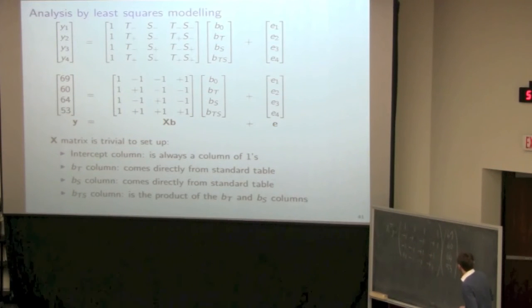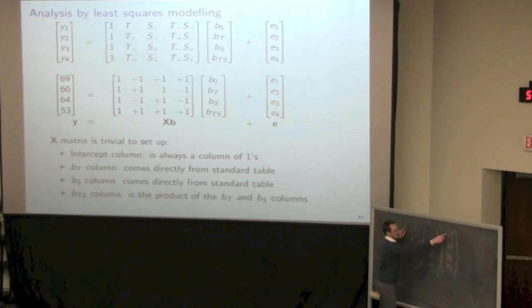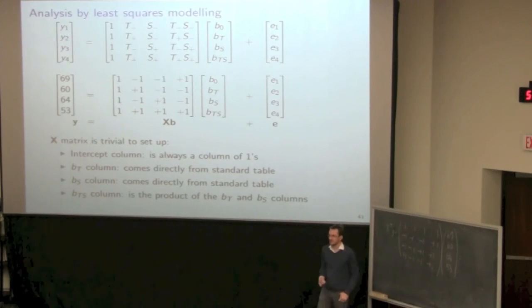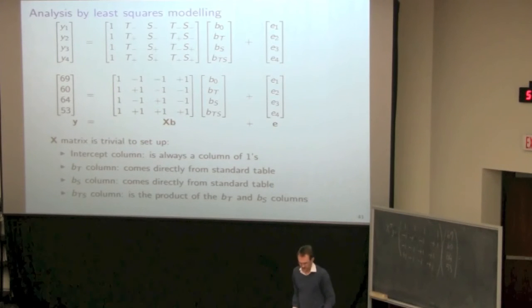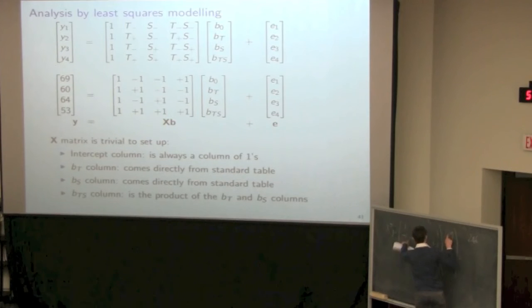69, 60, 64, 53. So what that simply says is take your y values and add them up. So 1, 1, 1, 1 in the first row says 69 plus 60 plus 64 plus 53. And that gives you your value of 246 over there. Second row says take minus 69 plus 60 minus 64 plus 53.